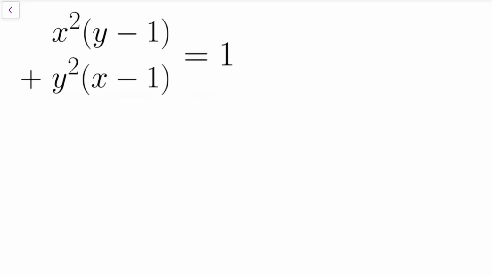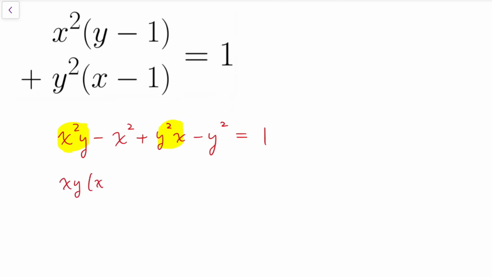I'm going to expand the left side, so I have x squared y minus x squared plus y squared x minus y squared, and that equals 1. Then I'm going to group the first and the third terms and factorize. So I have xy times (x plus y).